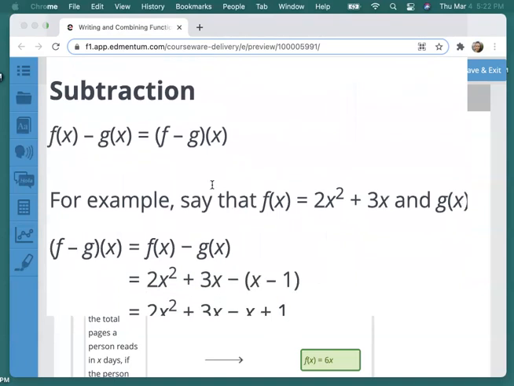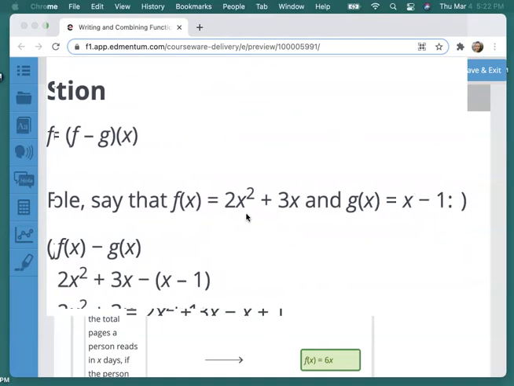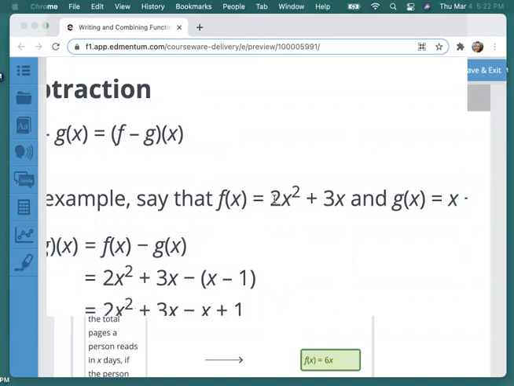Okay, so for a subtraction example, if we have f of x is 2x squared plus 3x, g of x is x minus 1, and we're going to subtract g of x, so minus x minus 1 in parentheses. Make sure you have those parentheses there because then you have to distribute your minus sign. So when you distribute it to the x, you get minus x, and when you distribute the minus sign to the negative 1, you get plus 1.